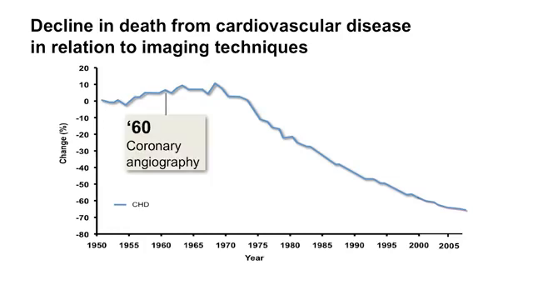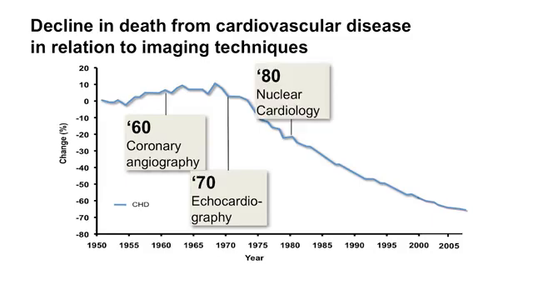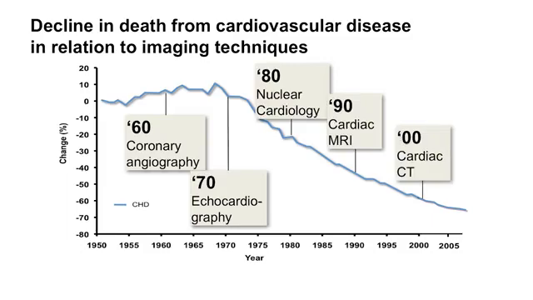First, angiography was developed in the 60s. It was then joined by echocardiography during the 70s, and then came nuclear cardiology during the 80s. Around the 90s, cardiac MRI was developed, followed by cardiac CT, and then finally hybrid imaging, which combines the functional imaging of nuclear cardiology and the anatomical imaging of cardiac CT.